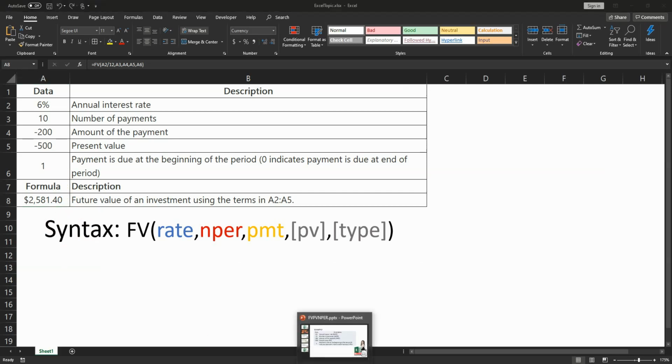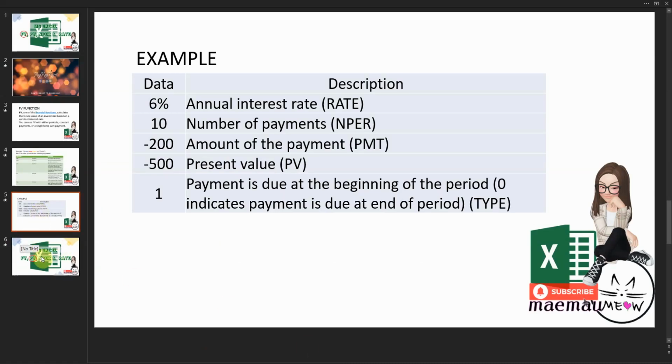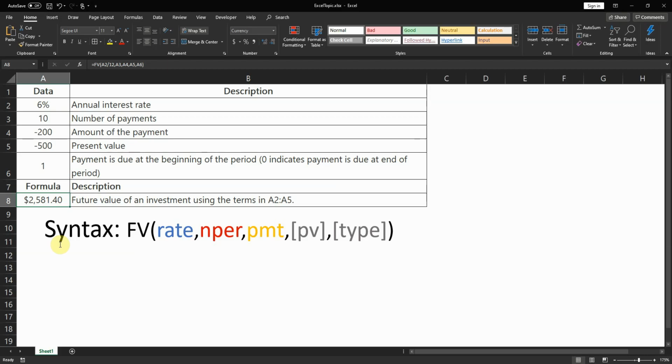So again, the $2,581.40 came from a combination of the principal amount and the interest rate.